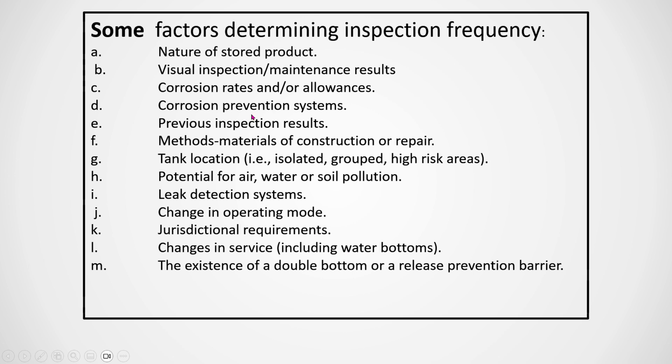Then some factors determine the inspection frequency. How and when are you going to do the test? For example, visual inspection or maintenance results. If you find something in a visual inspection or maintenance result, then you have to go for further inspection and determine the inspection frequency. Once you know from the visual inspection that there is a crack, then you have to decide when you are going to do the repair job.